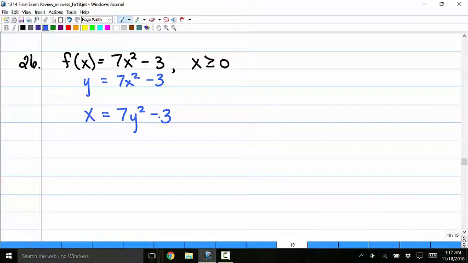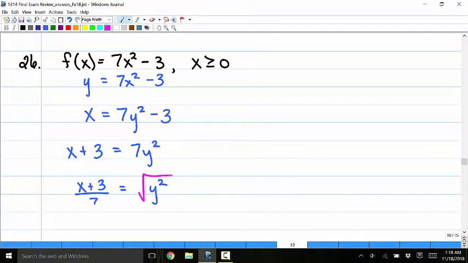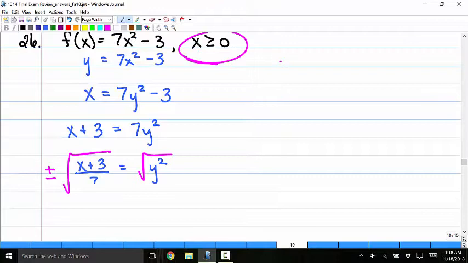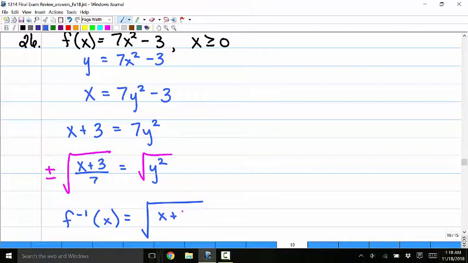Now solve for y. I need to add 3 to both sides. I get x + 3 = 7y². Then divide both sides by 7. (x + 3)/7 will equal y². To get y by itself, I need to take the square root. But when I take the square root of the left-hand side, I have to put plus or minus out front. Now, which one did I want? Since I wanted my x's greater than or equal to 0, I need to choose the plus square root. So my inverse function is the positive square root of (x + 3)/7.